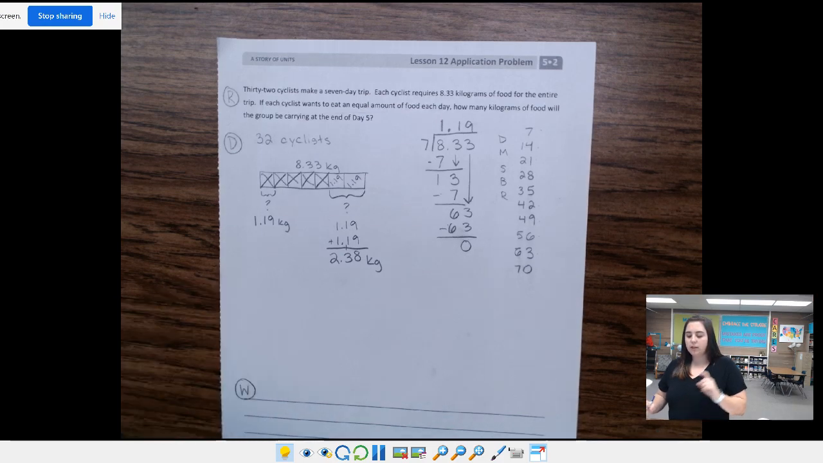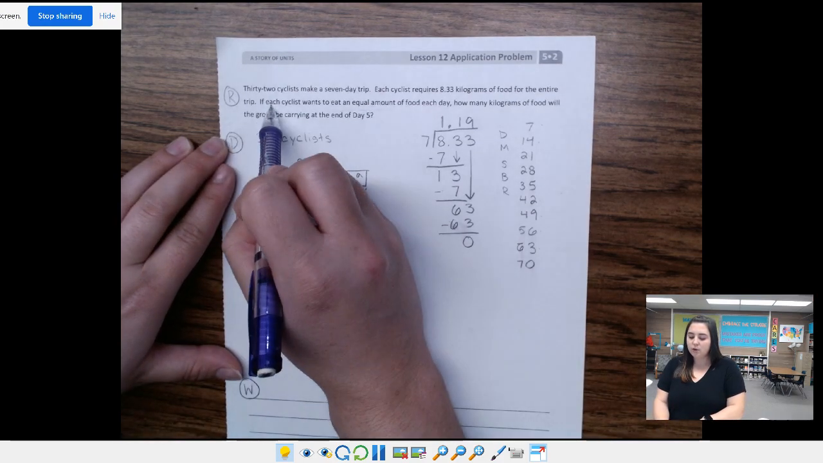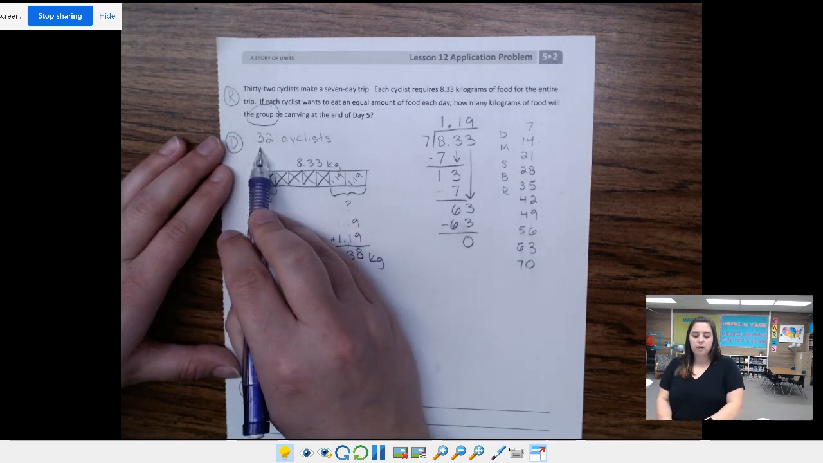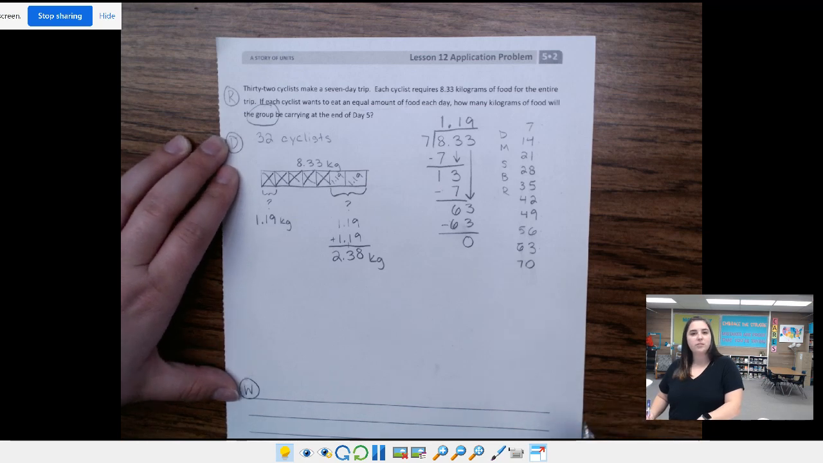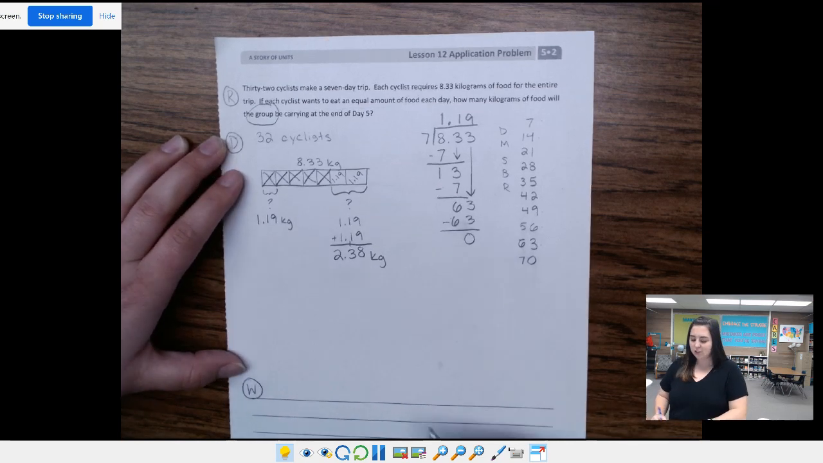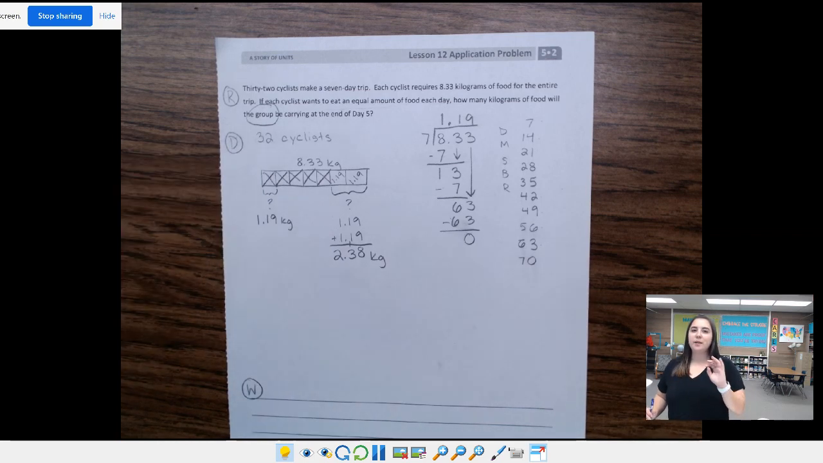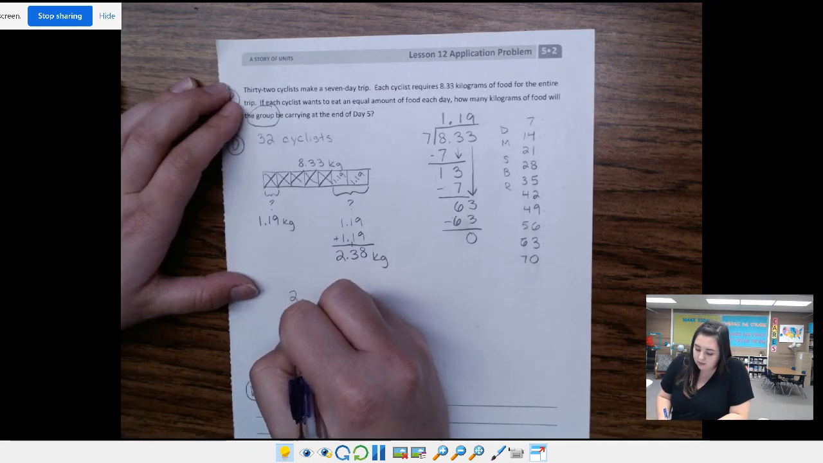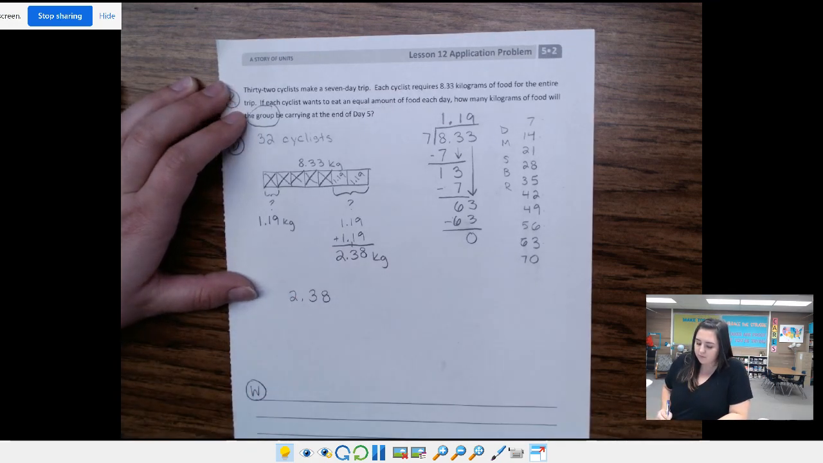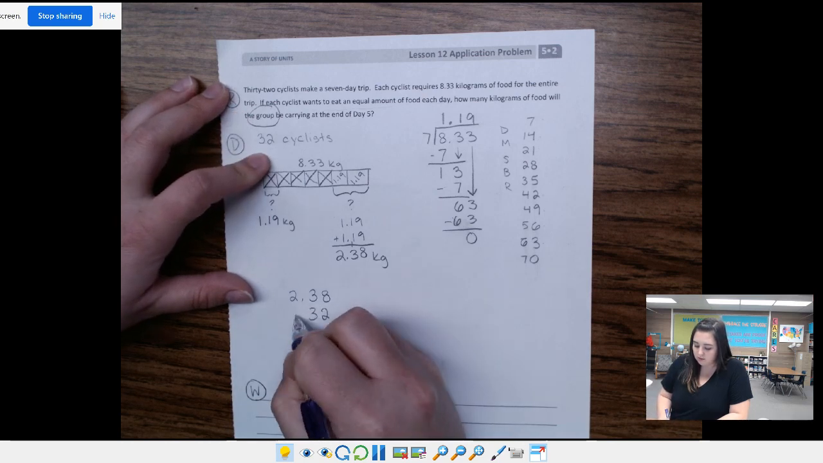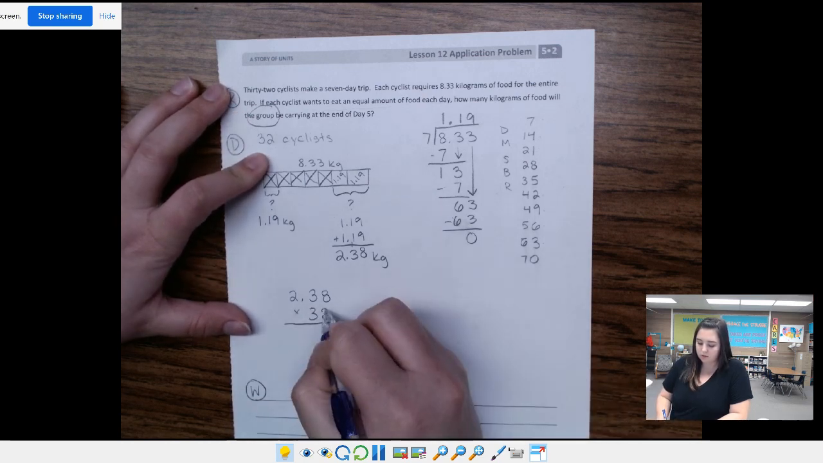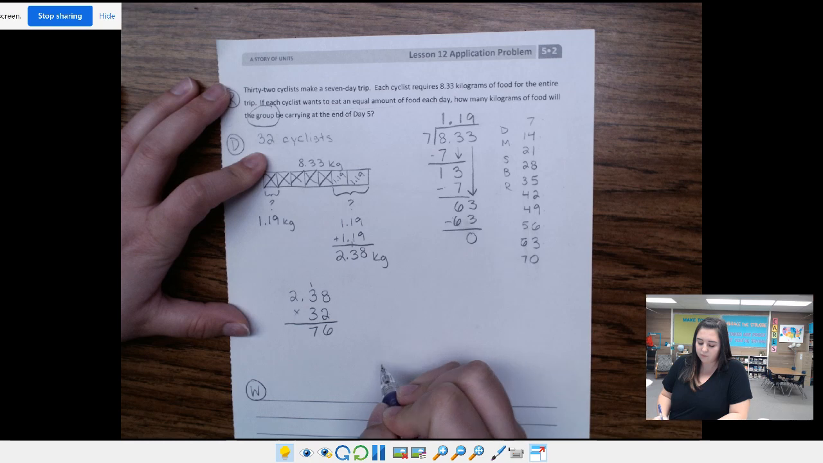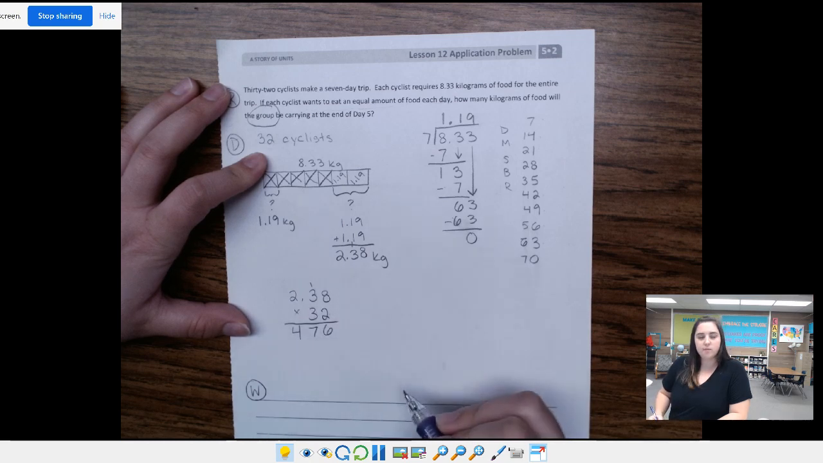So here's the tricky part now. They want to know how much the group will be carrying back. So this is just one person. There are 32 people. Can you pause and figure out how to solve that? All right, let's check. And I'm sorry, I didn't tell you to pause, but I hope you knew that you could pause and try solving on your own. Okay, so here's one person's amount of food for 2 days. There are 32 cyclists. I am multiplying. 2 times 8 is 16. 2 times 3 is 6. Plus 1 is 7. 2 times 2 is 4.